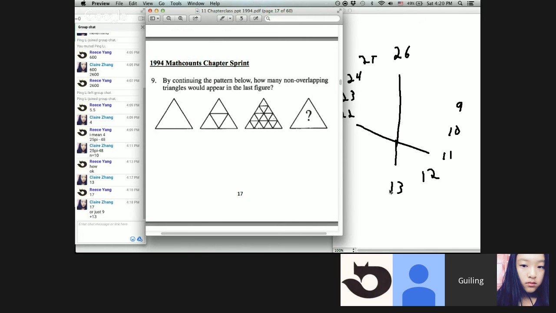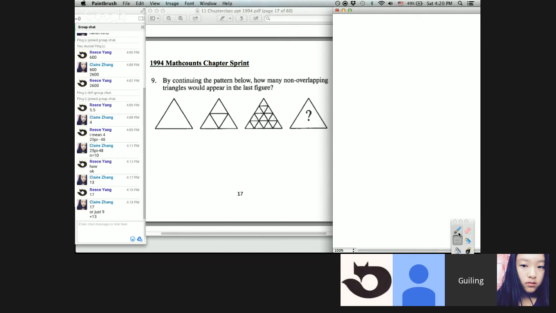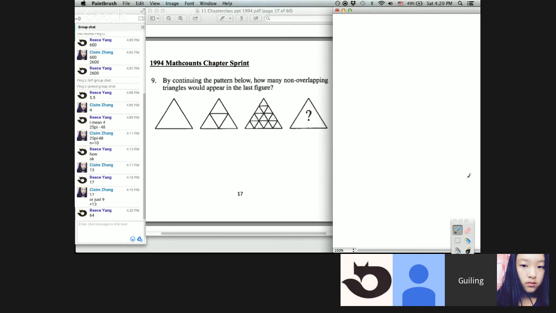Let's try this one. By continuing the pattern above, how many non-overlapping triangles will appear in the last figure? This one has to do with patterns, as you can probably tell. Right, if you can't tell, first one has 1, next one has 4, next one has 16.